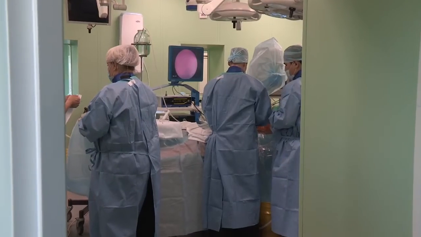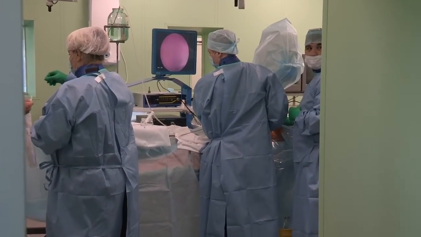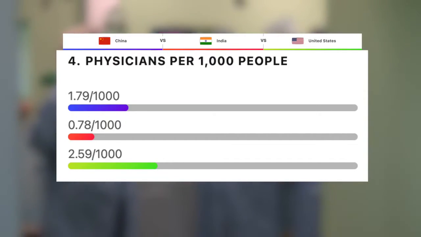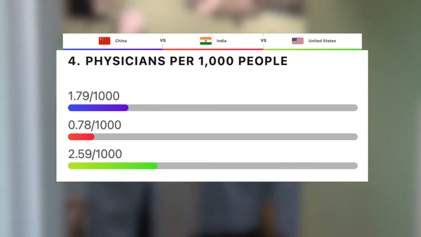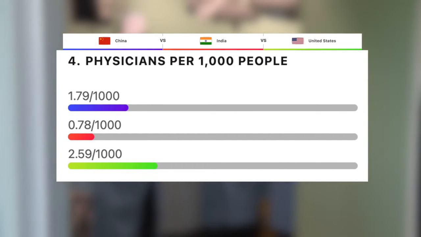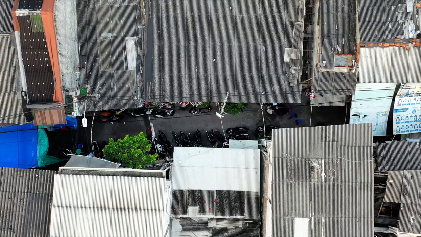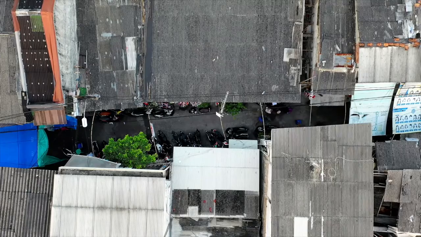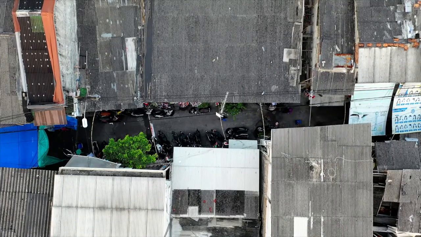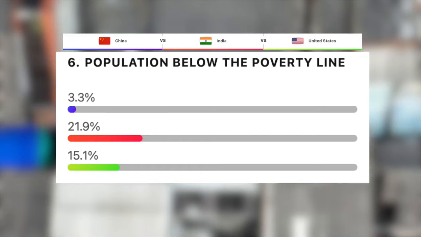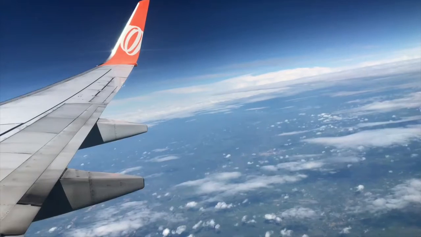Now, let's take a look at the amount of physicians per 1,000 people in each of these three countries. So the US takes the win here with 2.59 per 1,000, India with 0.78, and then China roughly in the middle with 1.79. And finally, to end this video, let's look at the percentage of people that are below the poverty line in these three countries. So again, the lower here, the better. So incredibly, China wins this one with just 3.3%. Followed by the US with 15%, and then India in third place with 22%.